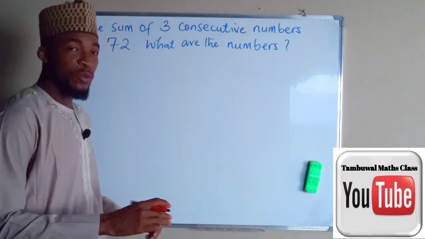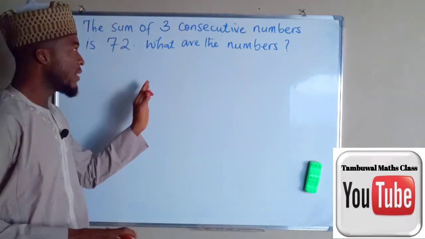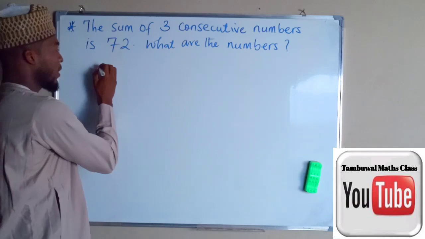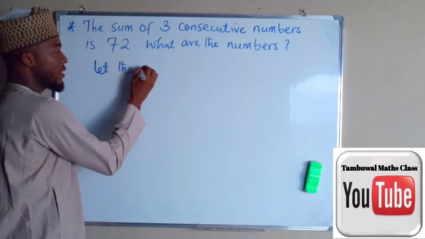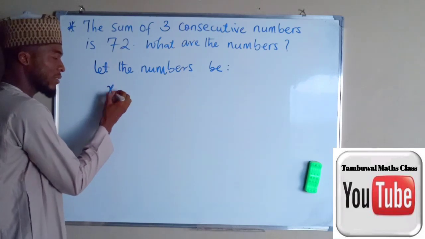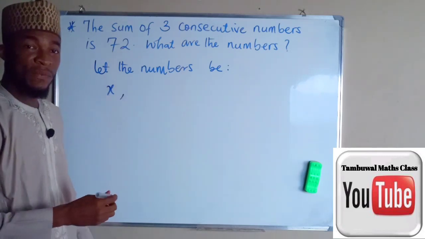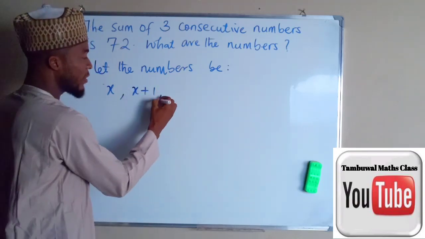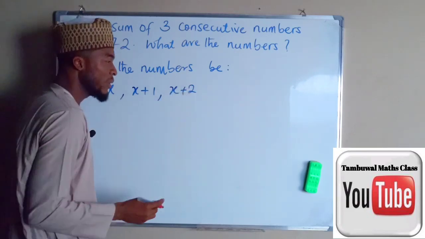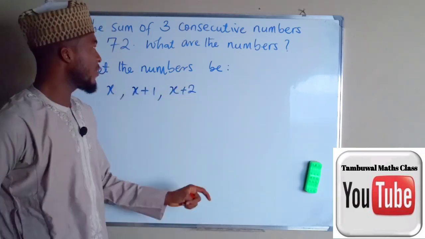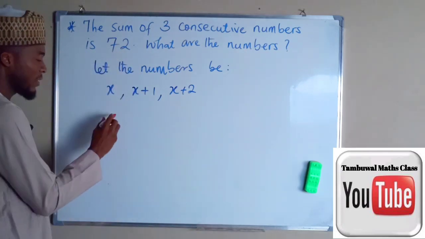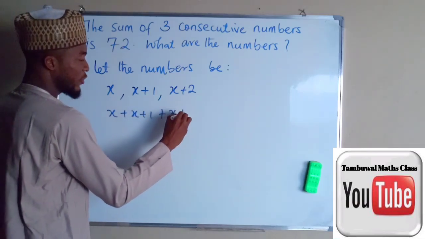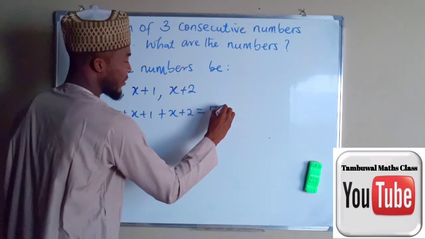What are they? Since you have known what it means by consecutive numbers, and these consecutive numbers are unknown, we can represent these unknown numbers with x. Let the first number be x. The second number is definitely going to be x plus 1 because they have a common difference of 1. And the third number is going to be x plus 2. But if you add all these three numbers together, you are going to obtain 72. So let us add them together. x plus x plus 1 plus x plus 2. The whole of this is going to give us 72.